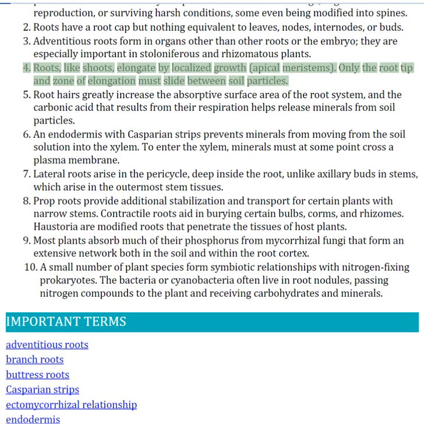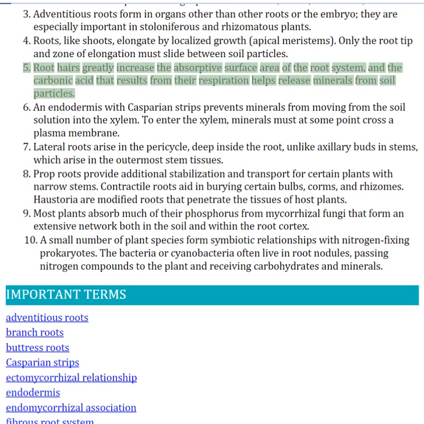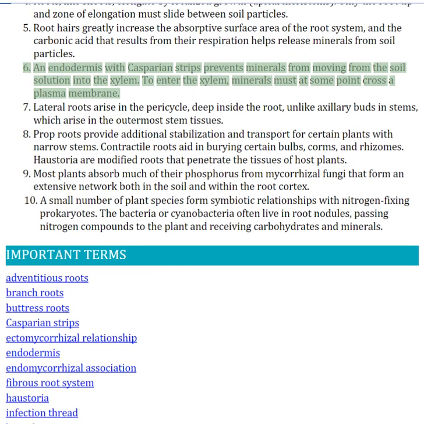4. Roots, like shoots, elongate by localized growth. Only the root tip and zone of elongation must slide between soil particles. 5. Root hairs greatly increase the absorptive surface area of the root system, and the carbonic acid that results from their respiration helps release minerals from soil particles. 6. An endodermis with Casparian strips prevents minerals from moving from the soil solution into the xylem. To enter the xylem, minerals must at some point cross a plasma membrane.